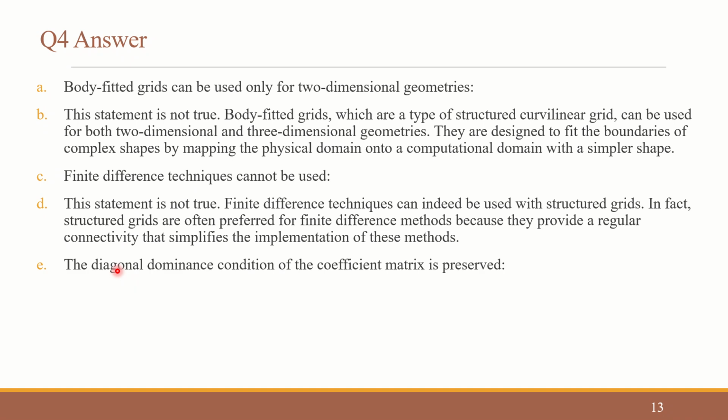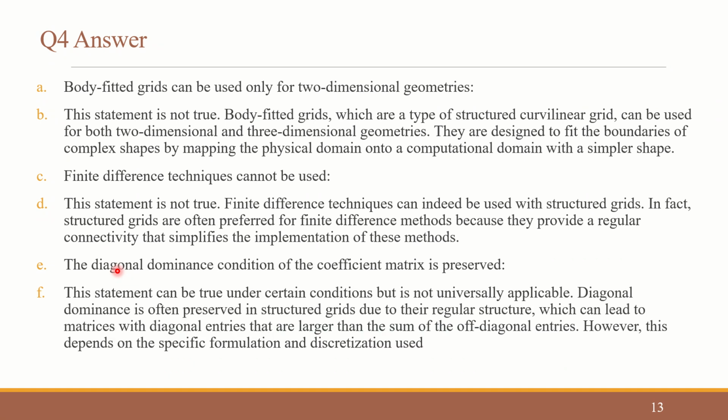And the third statement is the diagonal dominance condition of the coefficient matrix is preserved. This statement can be true under certain conditions, but it is not universally applicable. Diagonal dominance is often preserved in structured grids due to the regular structure, which can lead to matrices with diagonal entries that are larger than the sum of the off-diagonal entries. However, this depends on the specific formulation and discretization used. So this statement is not always true. It can be true, it cannot be true, which we cannot generalize.